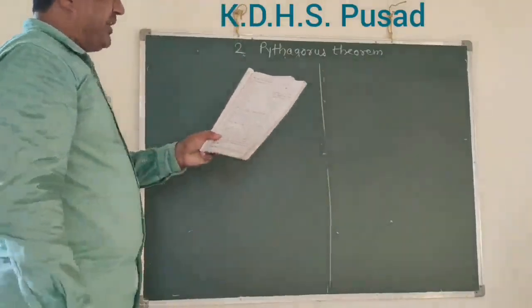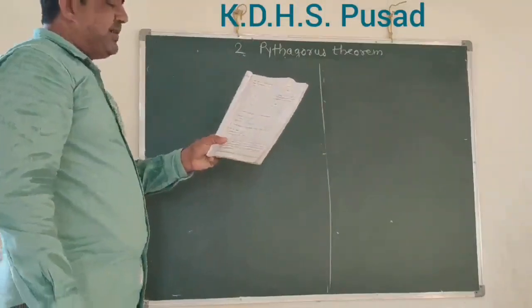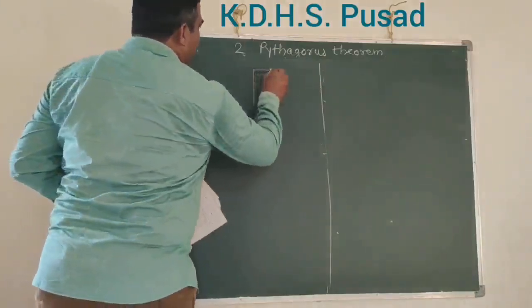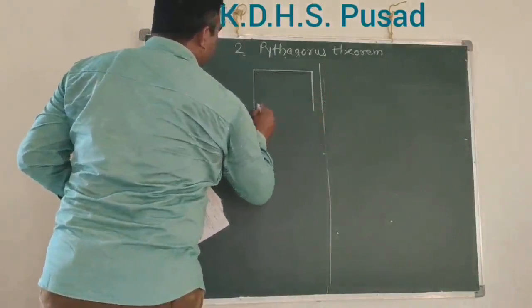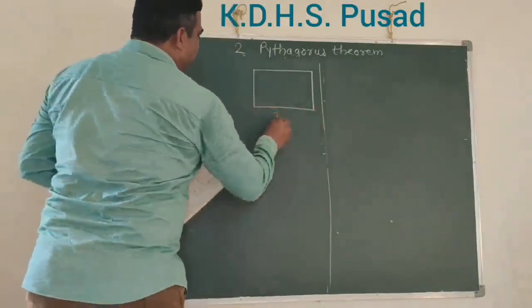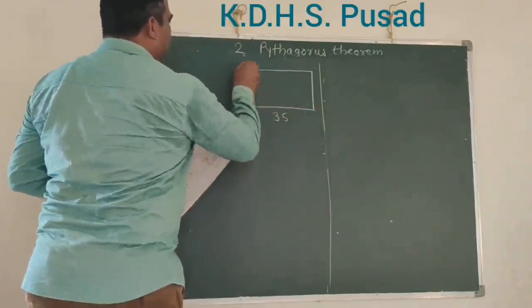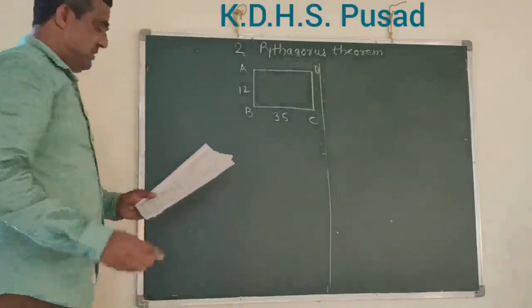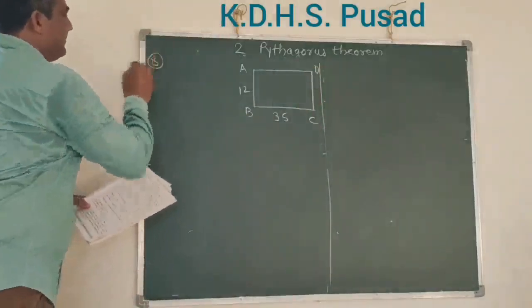Find the diagonal of a rectangle whose length and breadth is 12 cm. Here I am drawing a rectangle. Length and breadth 35 and 12. So here ABCD is a rectangle. That is question number 8.